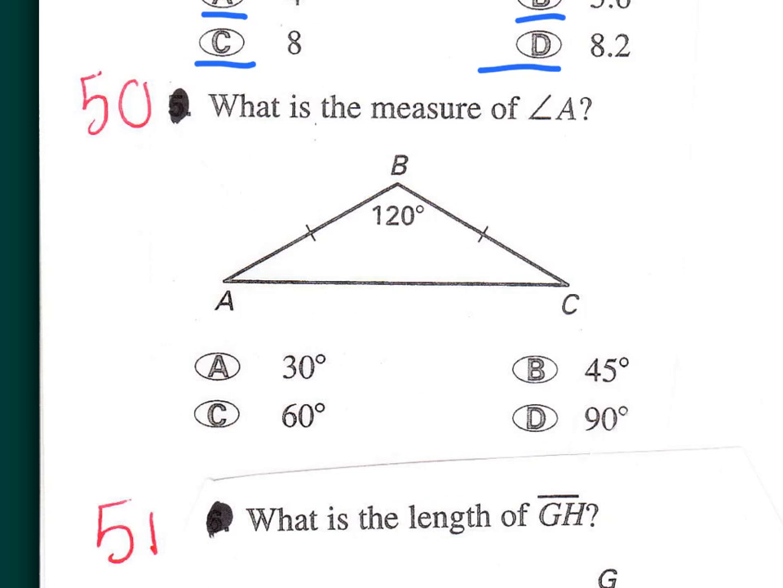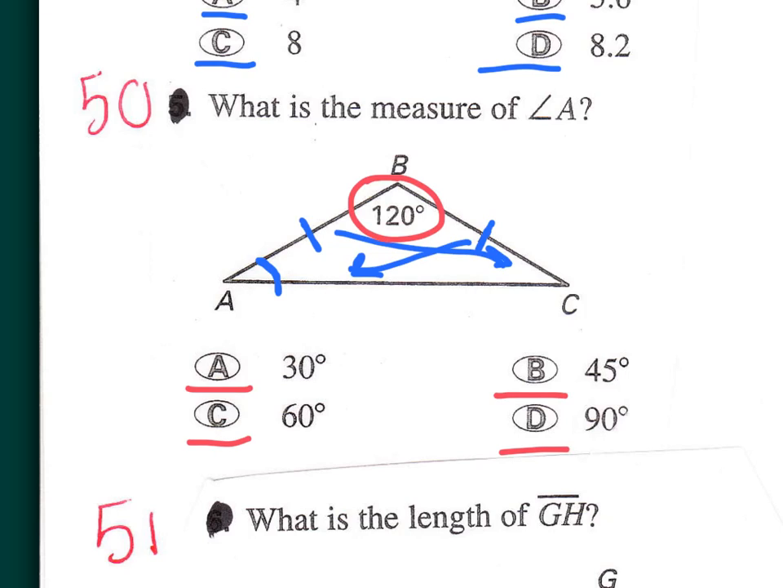In number 50, we want to figure out what's the measure of angle A. Now here's the kicker. We know that because of these 2 tick marks, these 2 angles opposite of each other are going to be equal. They're going to be the same. So you've already been given one angle as 120. And you know there's 180 in a whole triangle. So use some common sense. Figure out what is A. Actually, A and C will be equal. Use a little common sense to figure out what's the measurement of angle A going to be. Is it A, 30, B, 45, C, 60, or D, 90?